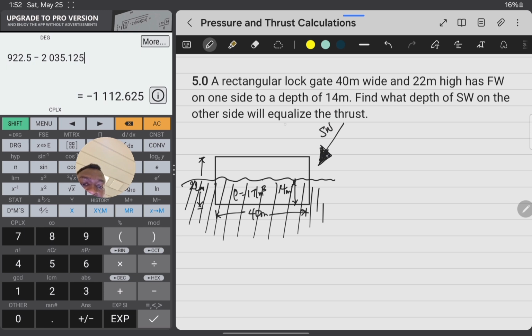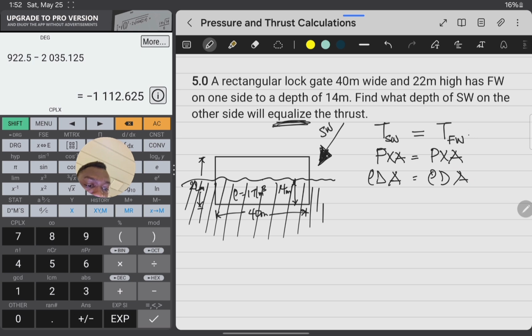So what's the depth that will equalize the thrust? Equalize means that the thrust on the seawater side needs to balance the one on the freshwater side. The thrust formula is pressure times area, so rho dA equals rho dA. Now the densities are different because it's seawater, so we can't cancel them out. The depth is what we're looking for.